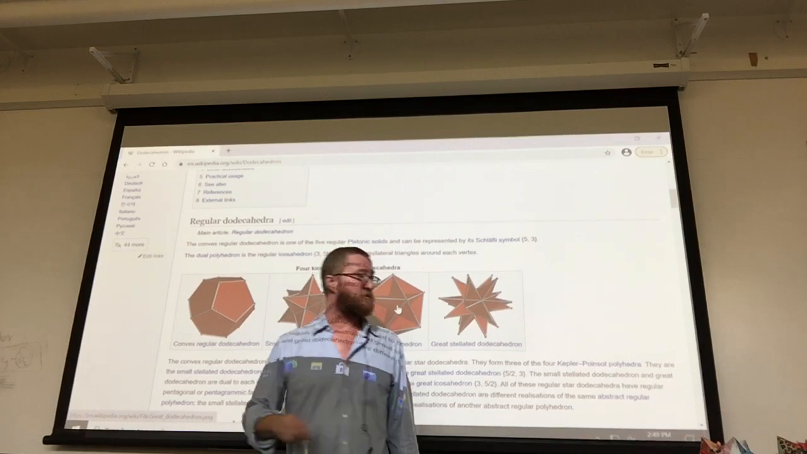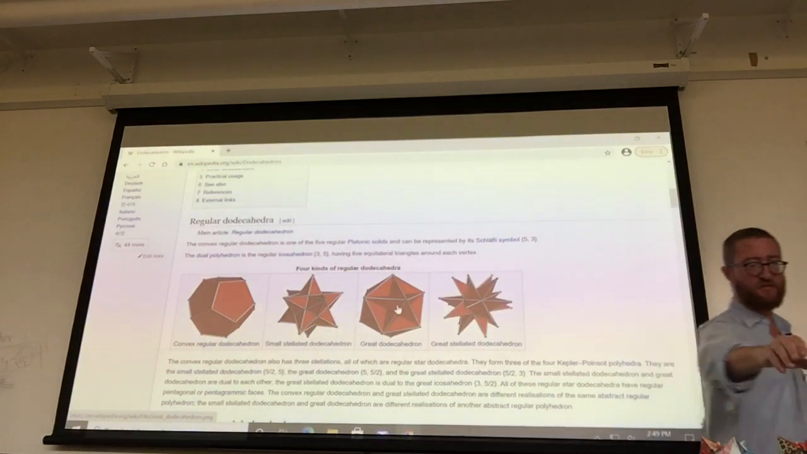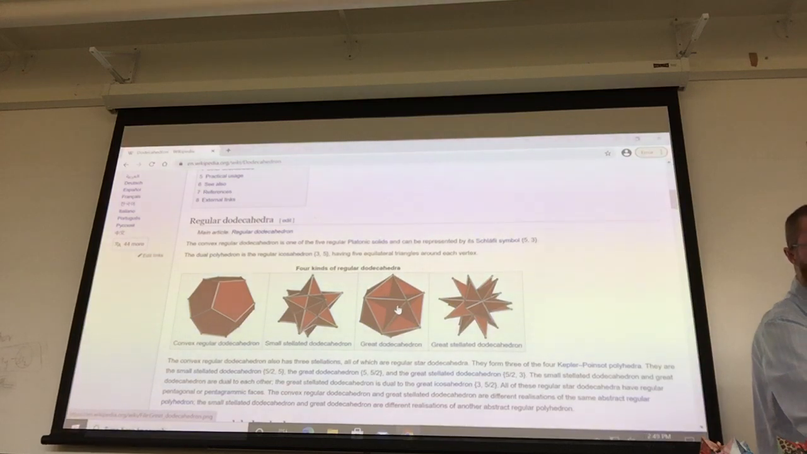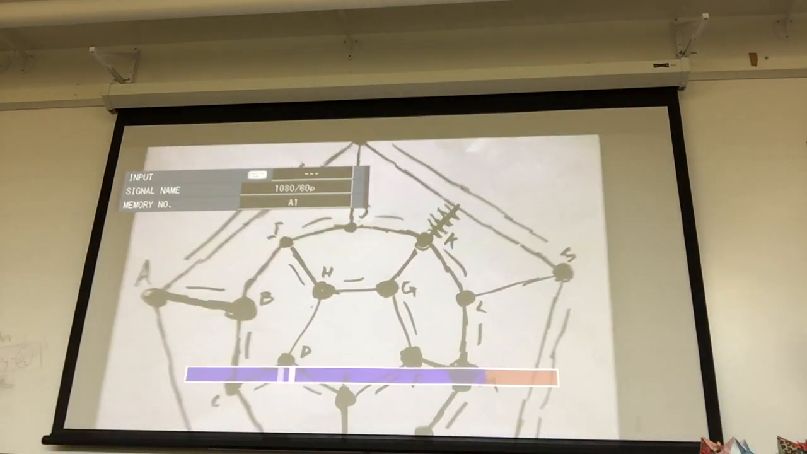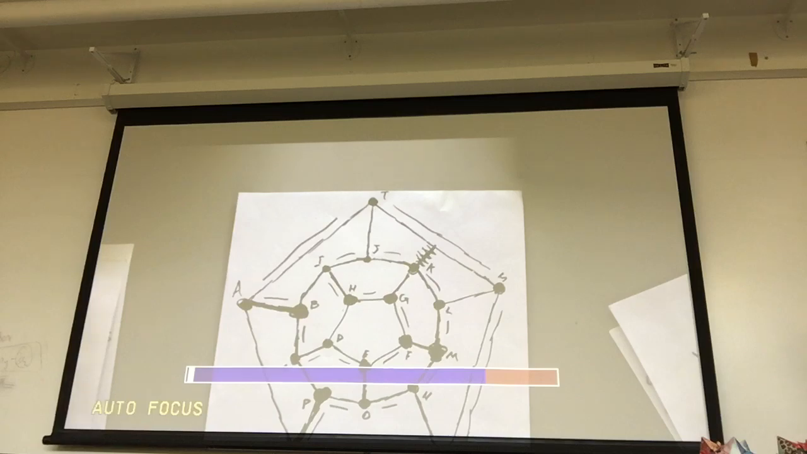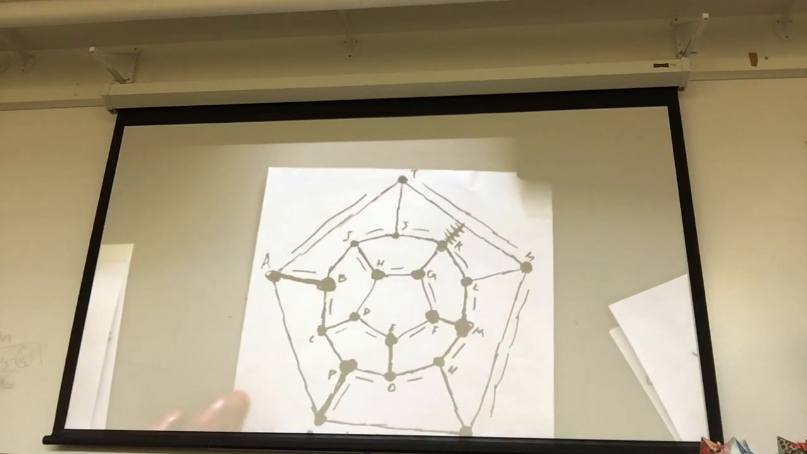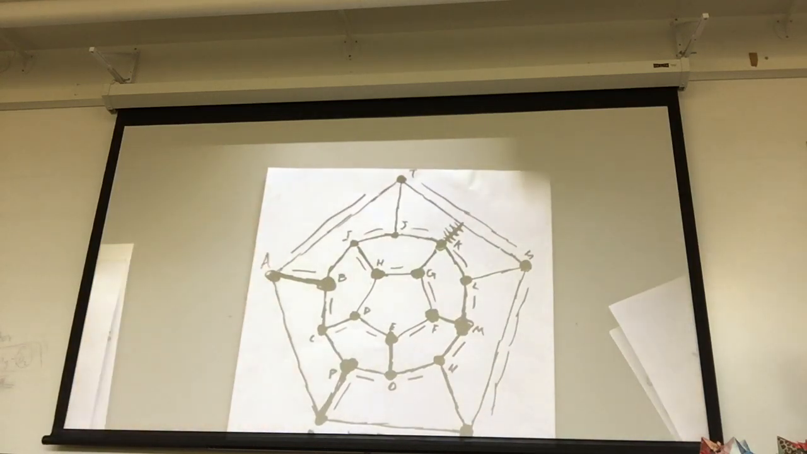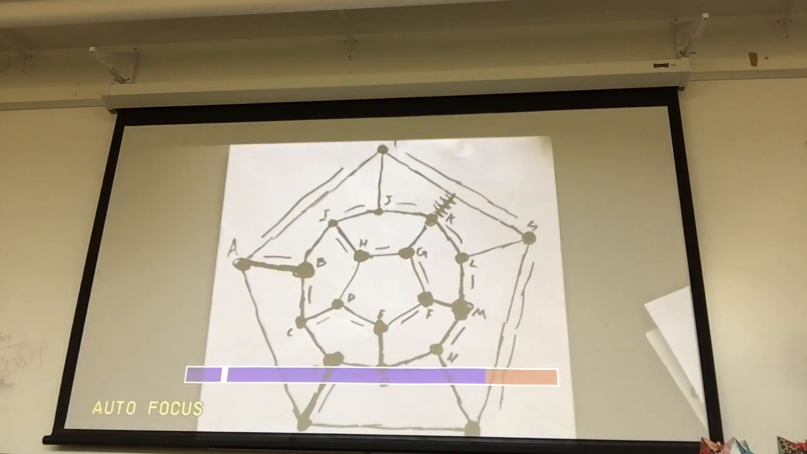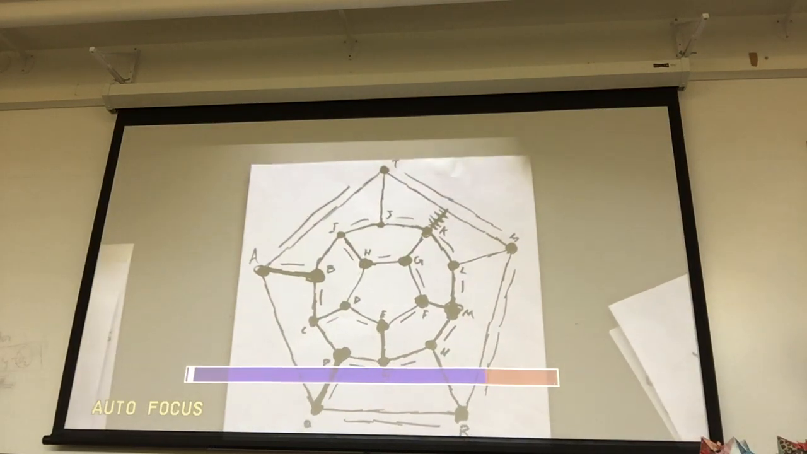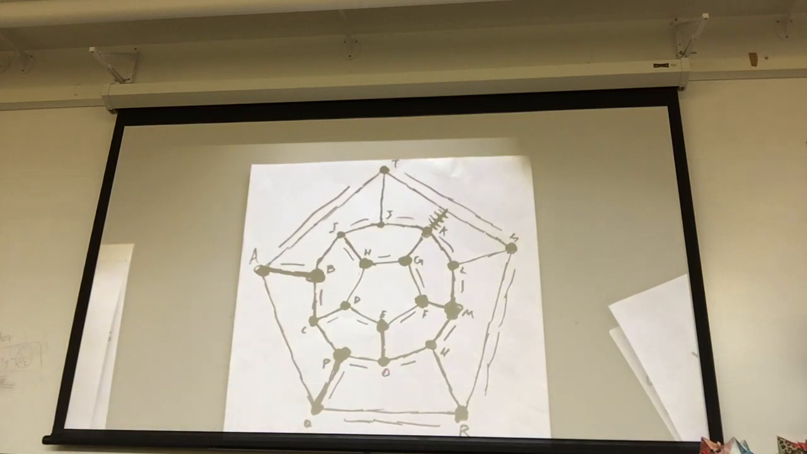Okay? So, if I want to write this as a projection, include all the edges and everything, I get to this projection right here. And it won't zoom out any more than that.